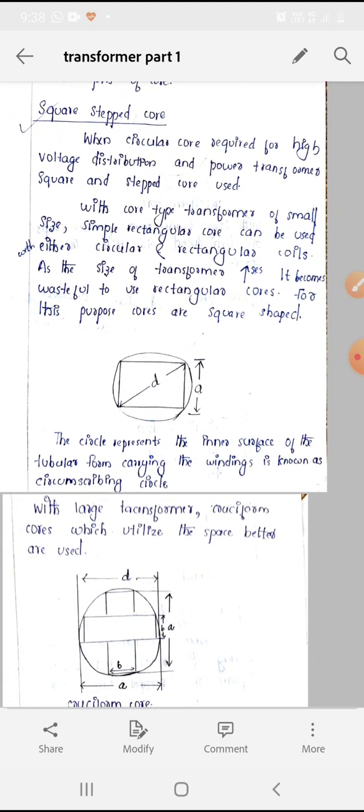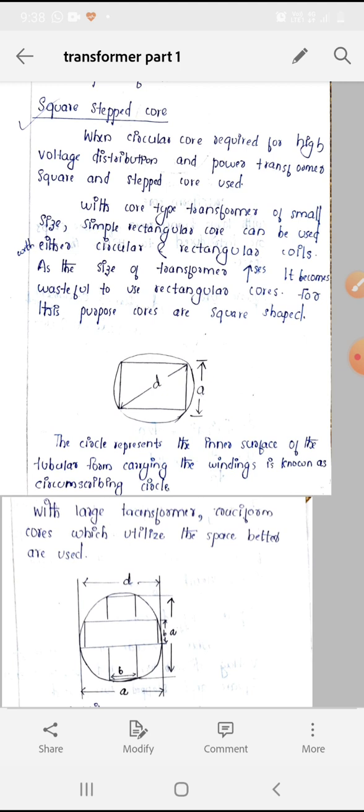Next is the square stepped core. A circular core is required for high voltage distribution, while for power transformers, square and stepped cores are used. So square or stepped cores are used in power transformers.